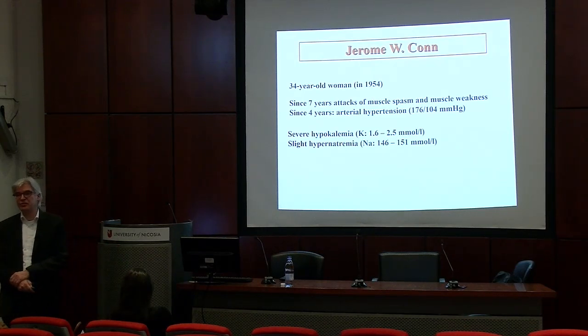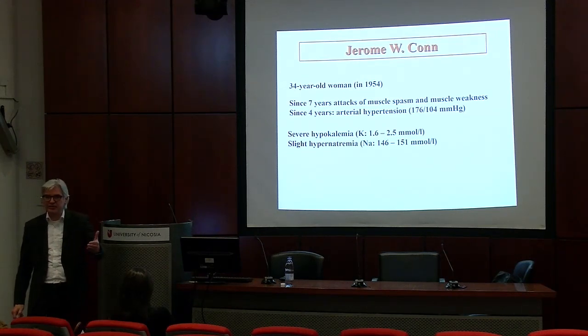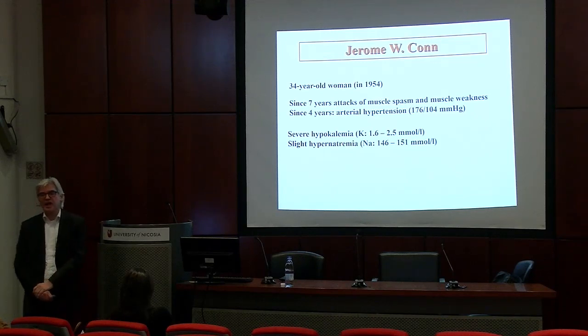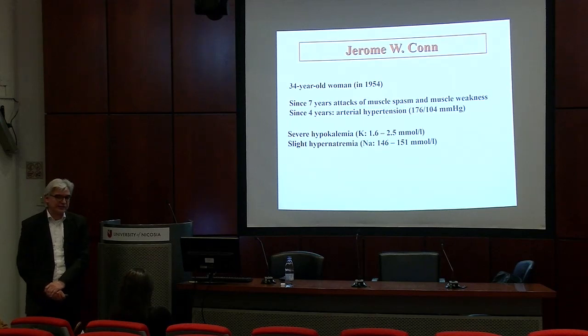And then this patient was referred to Conn. And he immediately thought about the hormone that he had discovered, aldosterone, because aldosterone results in reabsorption of sodium in the kidney and results in excretion of potassium. So that could explain the abnormalities in the electrolytes. So, but how to prove that he was right, that this lady had a problem with aldosterone secretion?